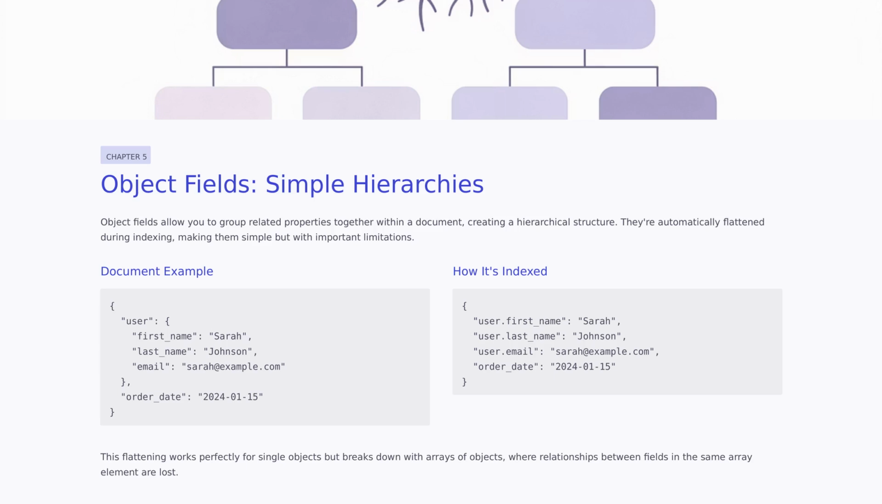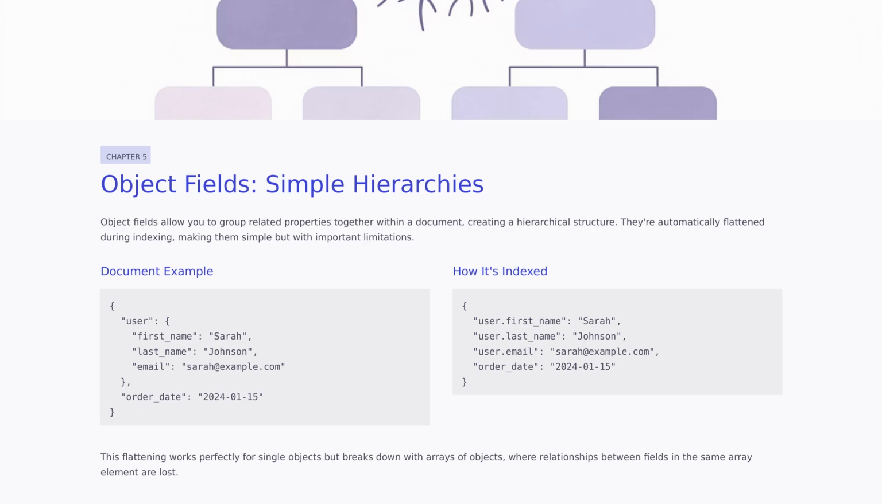Welcome to Chapter 5, where we delve into the world of object fields and their simple hierarchies. These fields are like organizational wizards, grouping related properties together in a document, forming a neat hierarchy. When indexed, they flatten out seamlessly, but beware of their limitations. Take a look at this document snippet featuring a user's details and an order date. See how they transform when indexed, losing some relational nuances in arrays of objects. Remember, while perfect for individual objects, the magic fades with arrays. So, tread carefully in the realm of hierarchies.